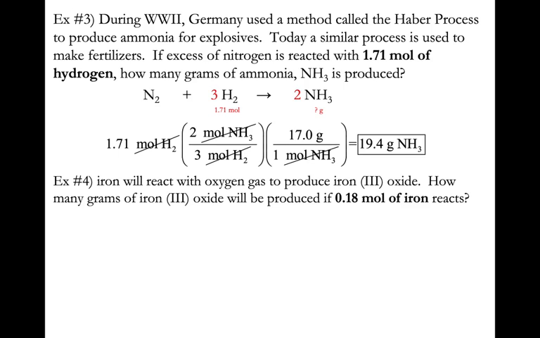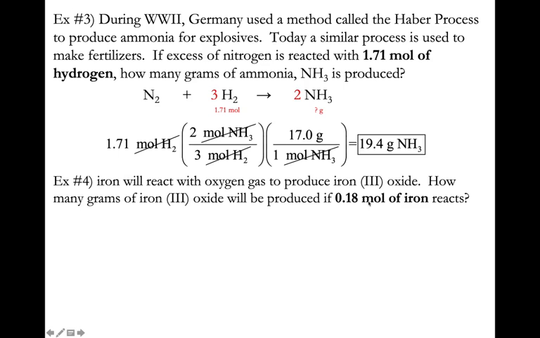Okay, let's go through this problem together. It says iron, which is Fe, will react with oxygen gas, or O2, to produce iron 3 oxide. So again, you have to remember how to do your nomenclature and your chemical naming to write this formula properly. How many grams of iron 3 oxide will be produced from 0.18 moles of iron?